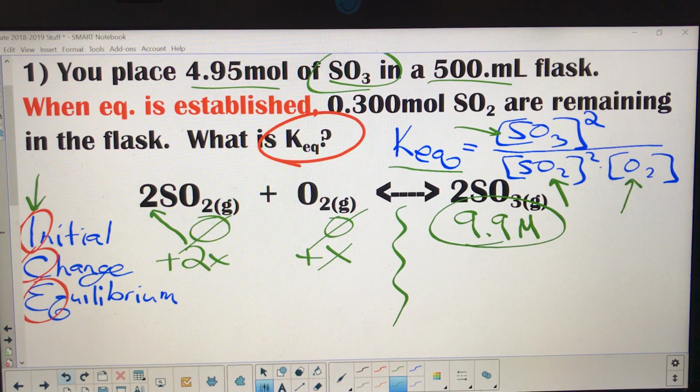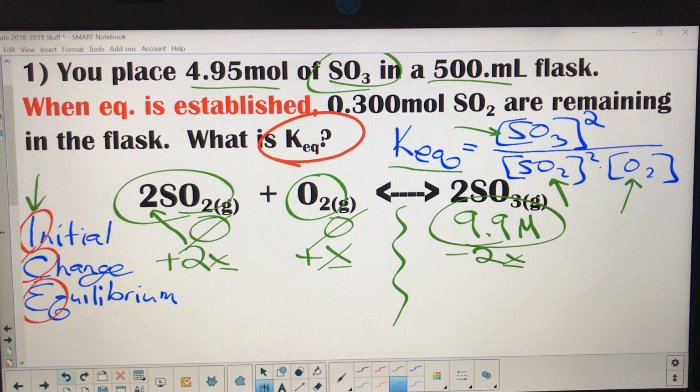If O2 goes up by an x amount, then SO2 goes up by 2 of that x amount because of the coefficient. Then SO3 is going to go down by minus 2x, because the change will be simply x, but the coefficient matters. Whether you're doubling, tripling, or quadrupling, whatever your change is is based on your coefficient.